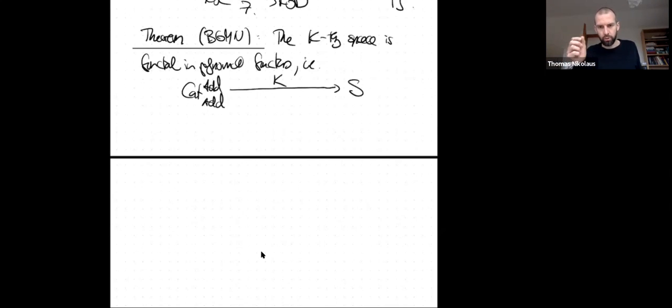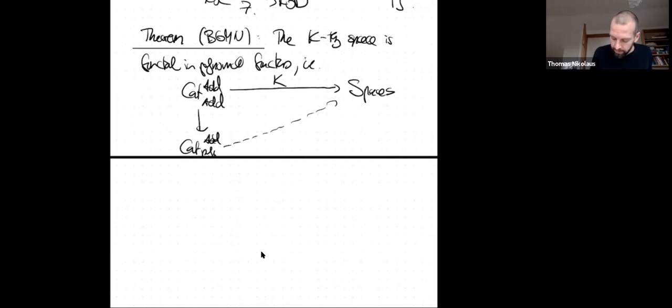But again, as I did before, when I'm forgetting from abelian groups to sets, I forget from spectra to spaces. Maybe I write spaces. So that's the infinity category of spaces, aka homotopy types, aka anima. And here I have Cat^poly. And the theorem is that there is again an extension, K tilde here. So in other words, the K-theory space is polynomial and functorial in polynomial functors. Okay, that's the main theorem.